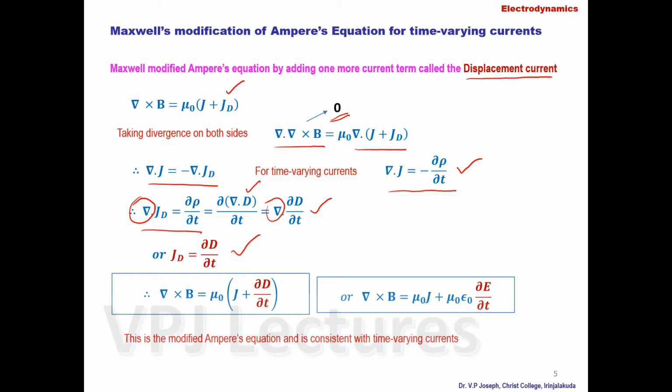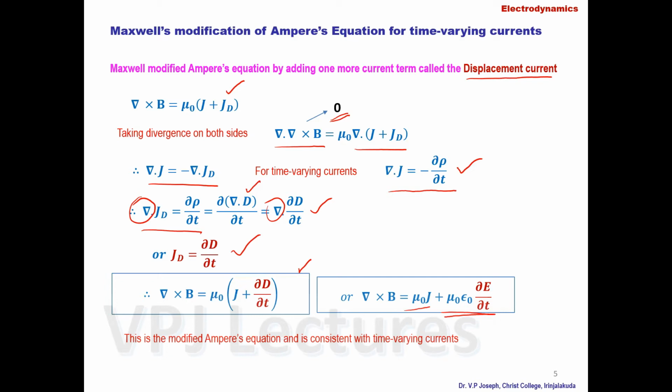So the modified form of Ampere's circuital theorem is del cross B is equal to mu 0 into J plus dou D by dou T. Or in terms of electric vector E, this may be represented as del cross B is equal to mu 0 J plus mu 0 epsilon 0 dou E by dou T. So D is substituted as epsilon 0 E. So this is the modified equation, or Ampere's modified equation, and in certain situations it is called the Ampere Maxwell equation.